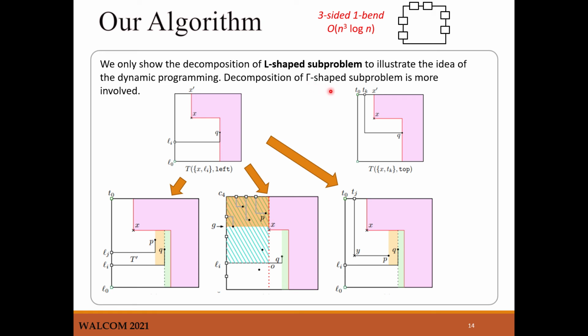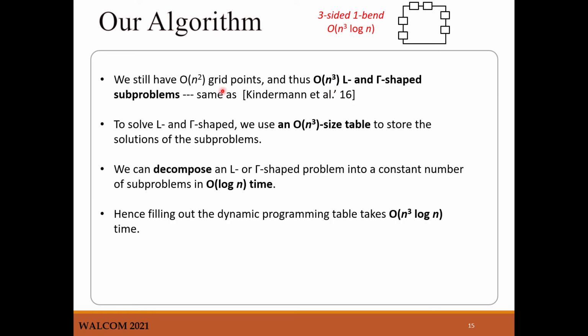Now eventually the summary is as follows. We have n squared grid points, and still we have order n cubed L and gamma shaped subproblems. And to solve these subproblems, we use an order n cubed size dynamic programming table to store the solutions to these subproblems. But note that this dynamic programming actually decomposes this L and gamma shaped problem into further smaller subproblems, and we show that this decomposition can be found in log n time, and the number of problems we decompose it into is a constant number of subproblems.